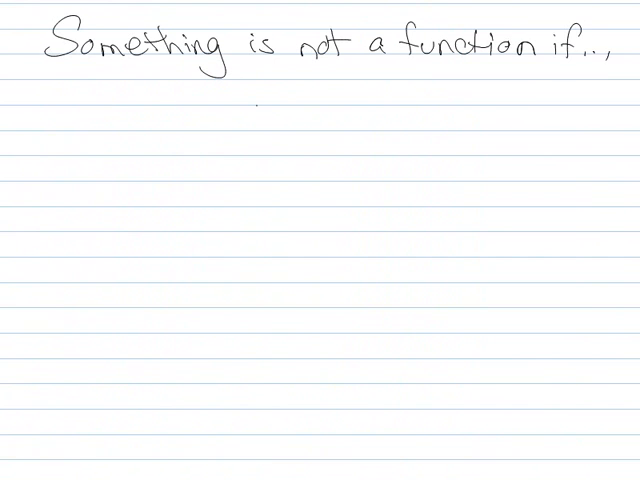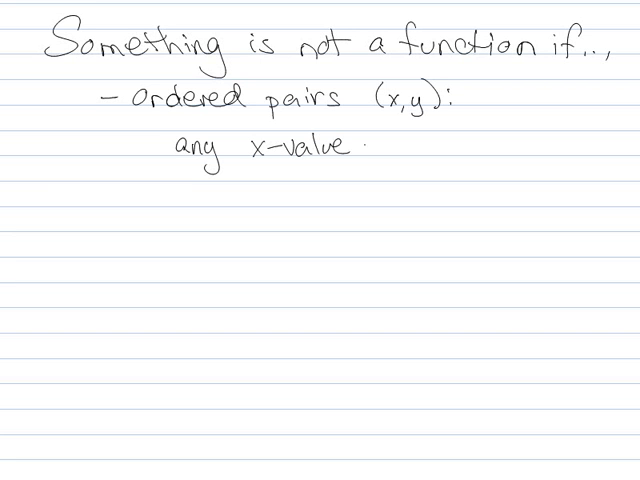So we'll say this. Something is not a function if, for ordered pairs, so like x, y kind of stuff, for an ordered pair, it's not a function if any x value is repeated. So if we see any x value more than once, you don't have a function.